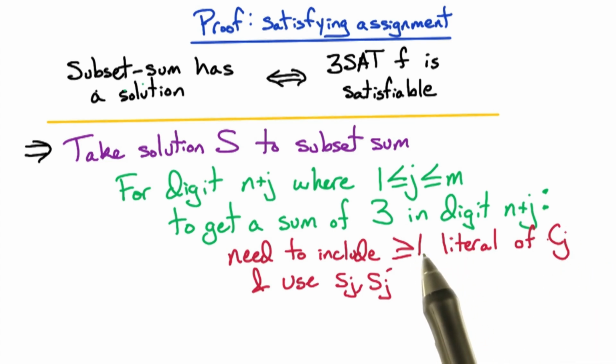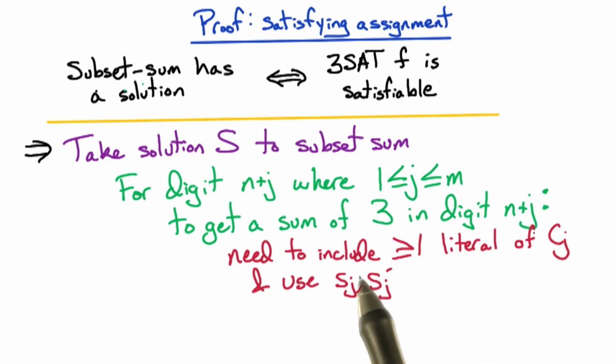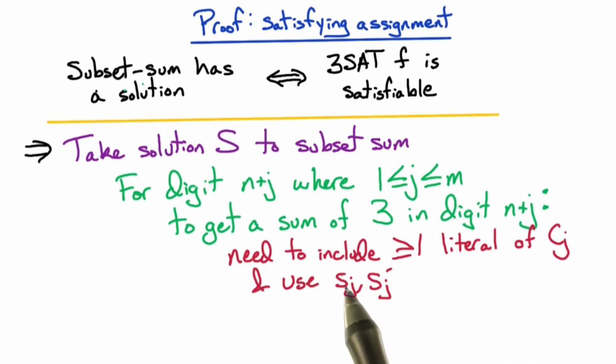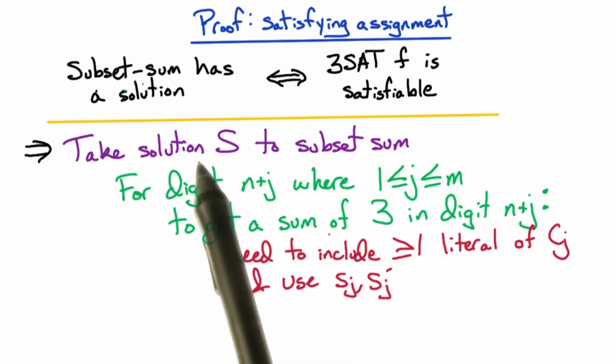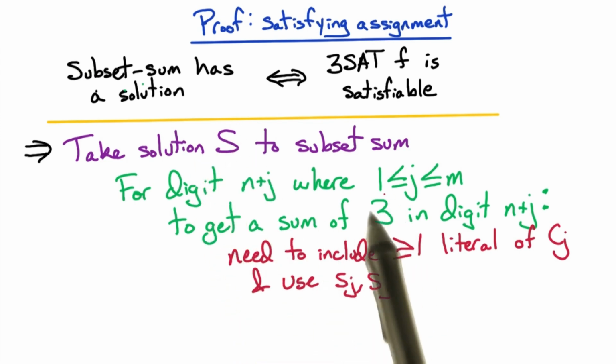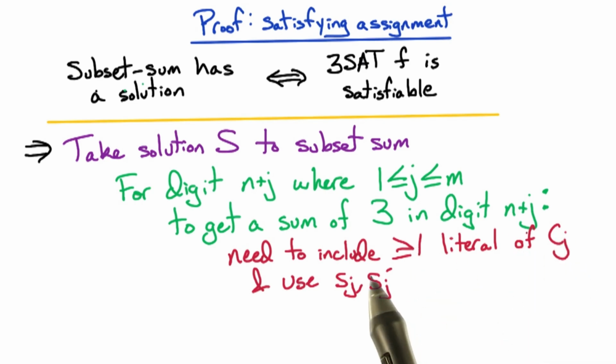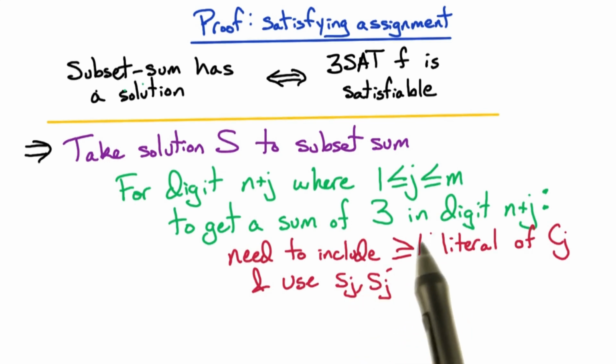If we satisfy exactly one literal in cj, then we use both sj and sj prime as buffer numbers, and then we get a sum of 3. If we satisfy exactly two literals in this clause, then we either include sj or sj prime in our subset S, and that gives us a sum of 3. If we satisfy exactly 3 literals in this clause, then we don't need to use either of these buffer numbers, sj or sj prime. Just using these 3 satisfied literals gives us a sum of 3 in this digit n plus j.